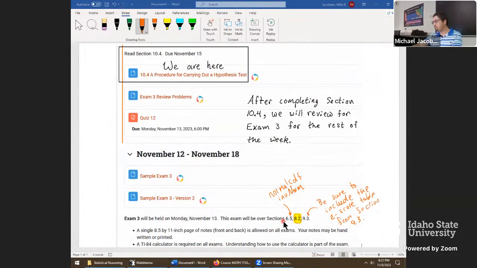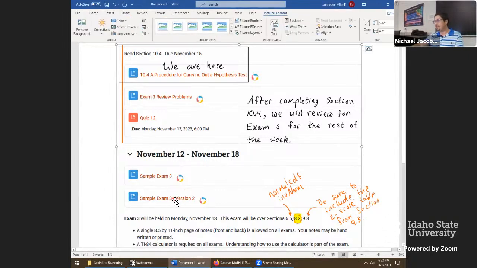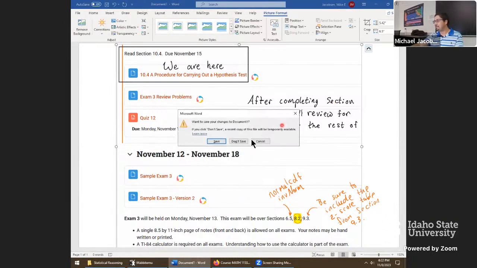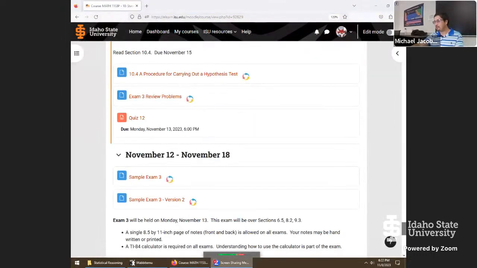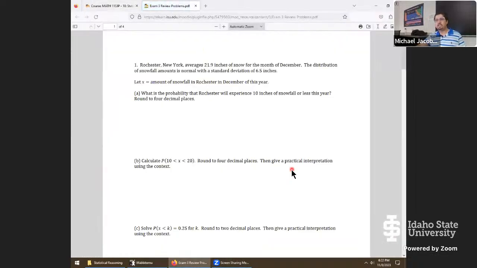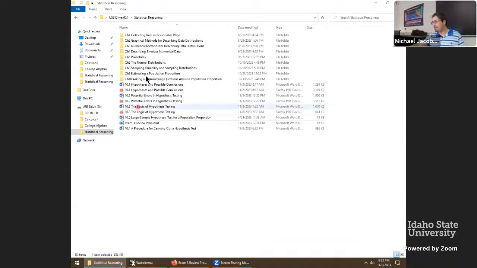So we are going back to reviewing on these notes right here, sample exam 3, version 2, and it's a Word document. Let me try again. Okay, here's the actual Moodle page. So we're going to these exam 3 review problems here. What I did is just put down 4 really fast problems for us to take a look at when we open the Word file for them.